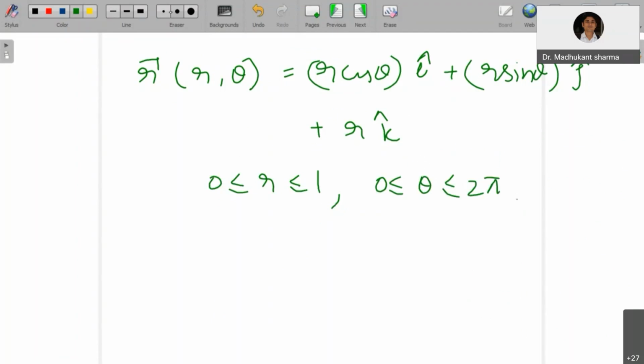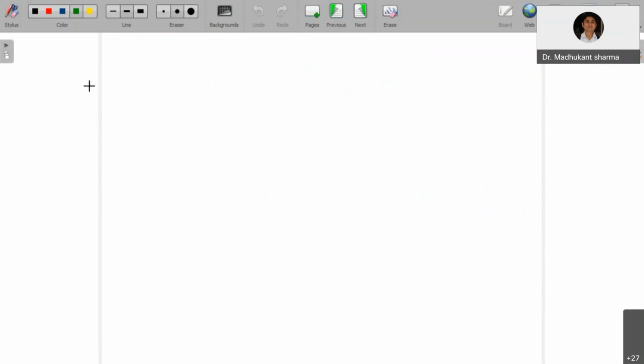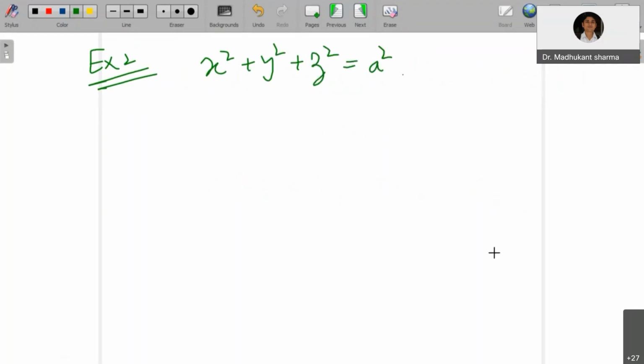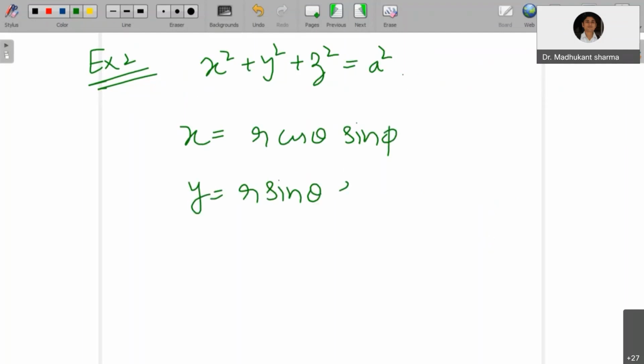Now let's take another example, a sphere. Example 2 is a sphere given by x squared plus y squared plus z squared equals a squared. We have learned that the spherical coordinates are x equals r cos theta sin phi, y equals r sin theta sin phi, and z equals r cos phi.